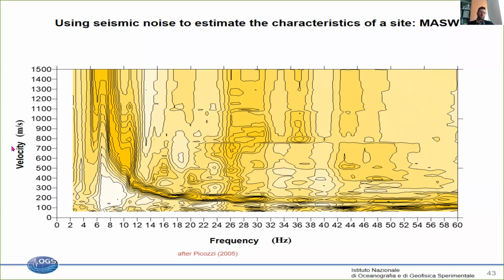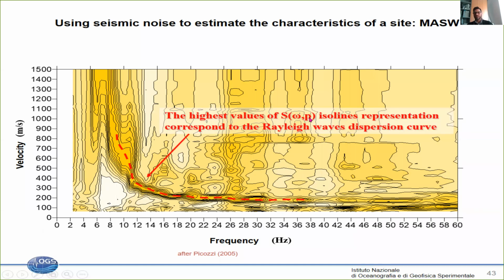In both cases that we have seen till now, you will have something like this, where I plotted directly the velocity, which is 1 divided by the slowness, as a function of frequency. You can clearly see some maxima in this function of frequency and velocity, and we can pick the maxima. These highest values correspond to the maxima of a function S that depends on frequency and slowness.